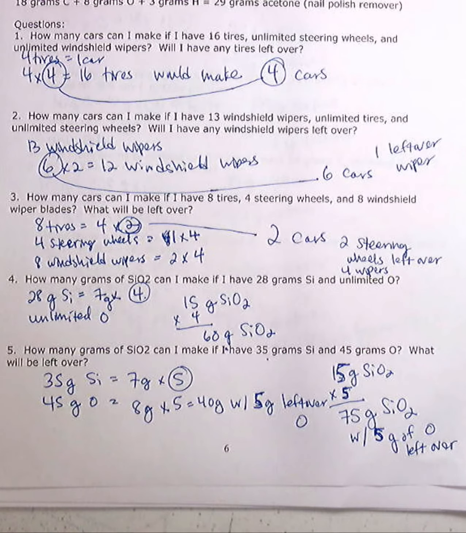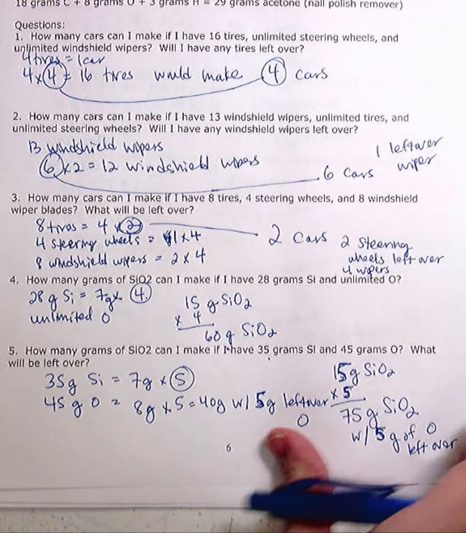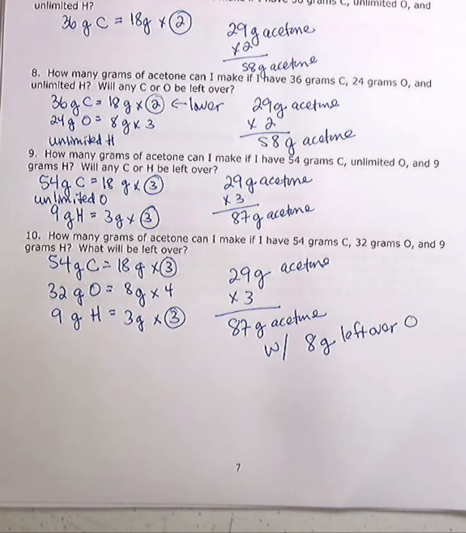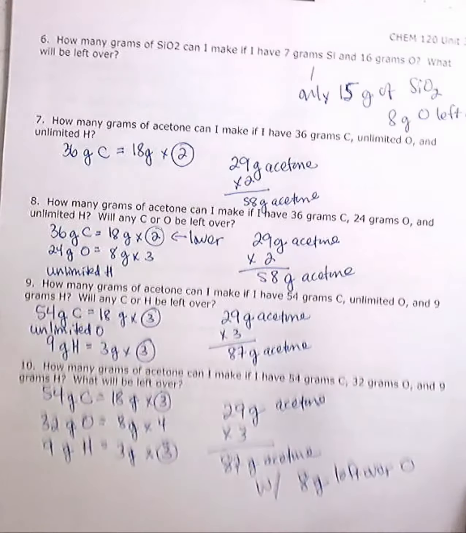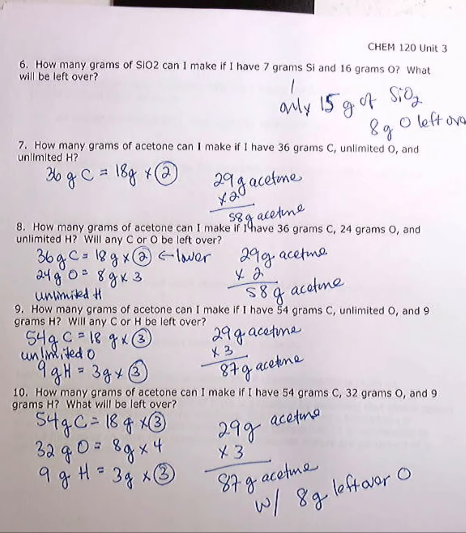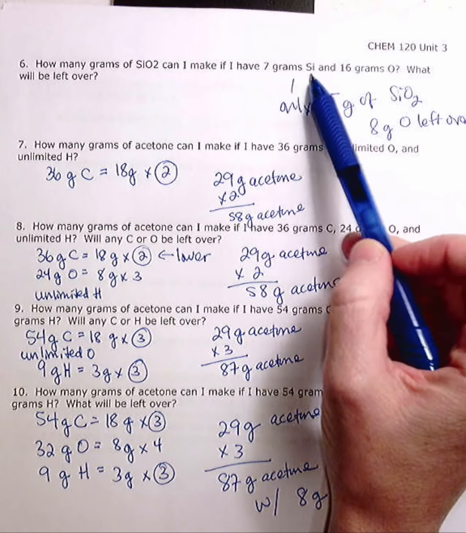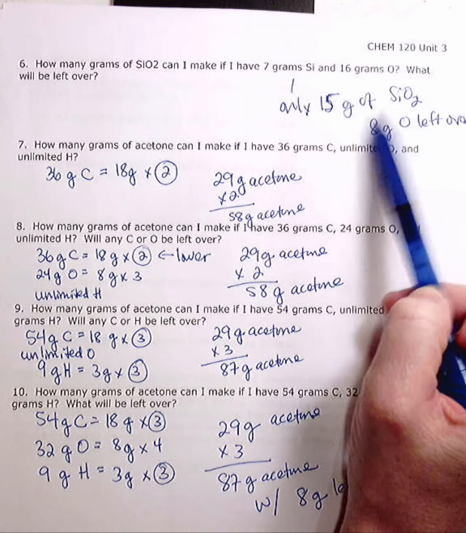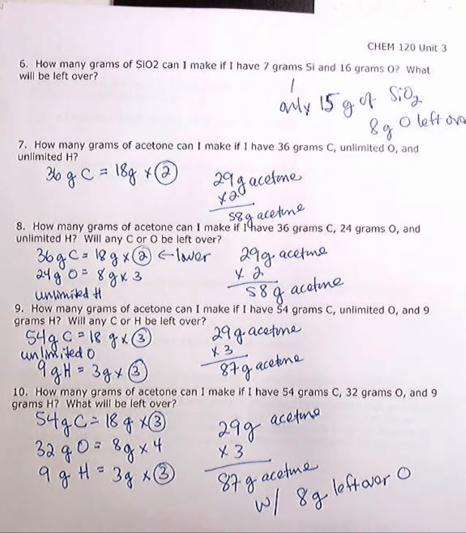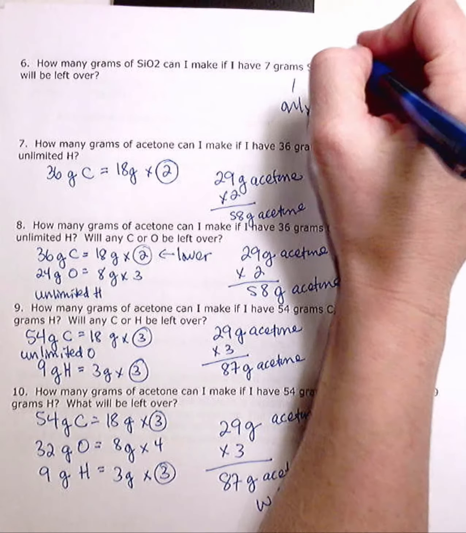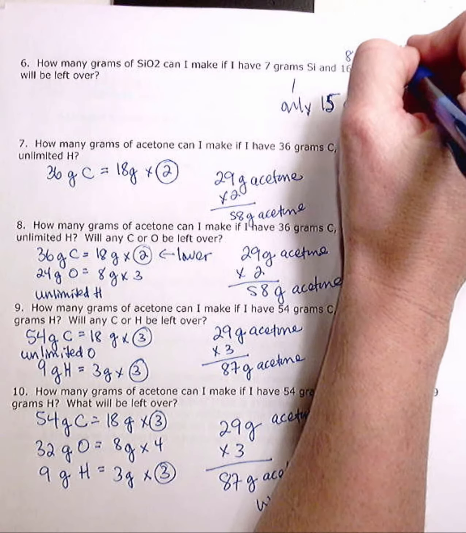Okay, so on the next page, I have another question about silicon dioxide. How many grams of silicon dioxide can I make if I have 7 grams of silicon and 16 grams of oxygen? So 7 grams of silicon is the minimum necessary, so I can only make 15 grams of silicon dioxide, and 8 grams of oxygen would be left over because I need only 8 grams to react.